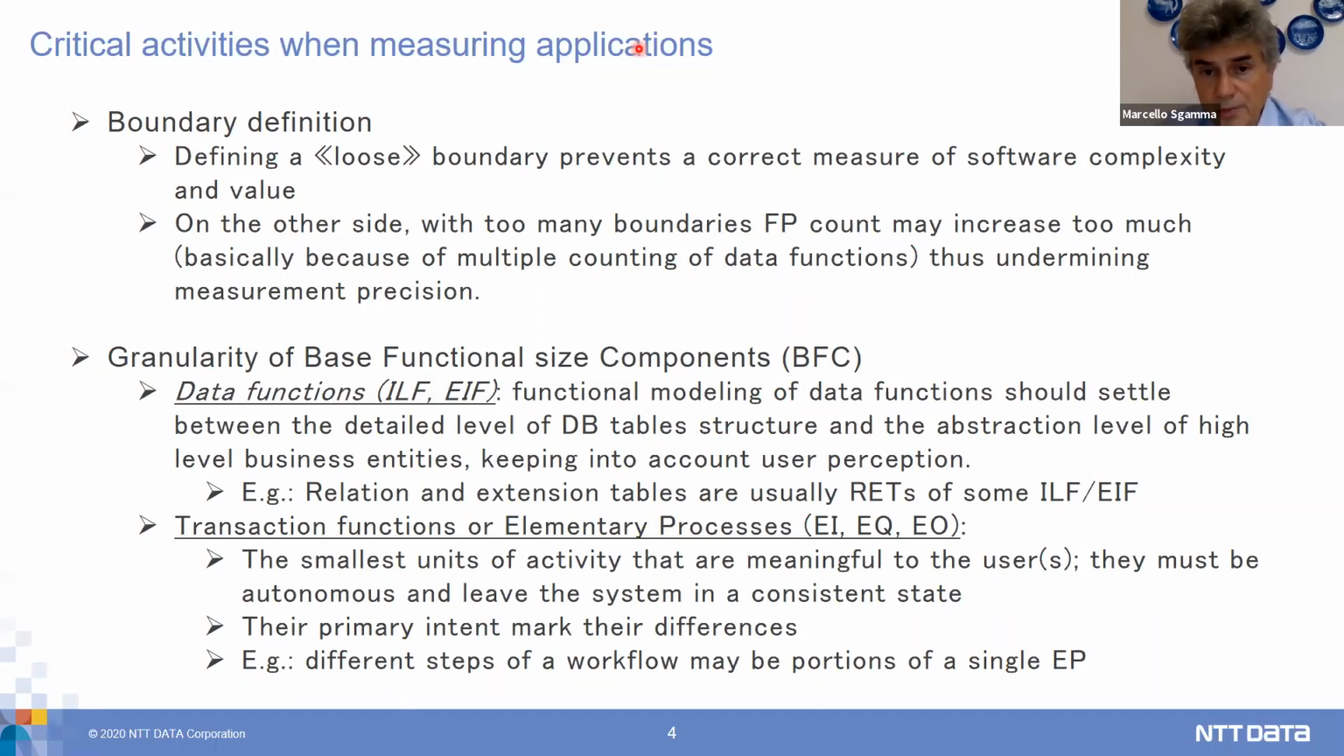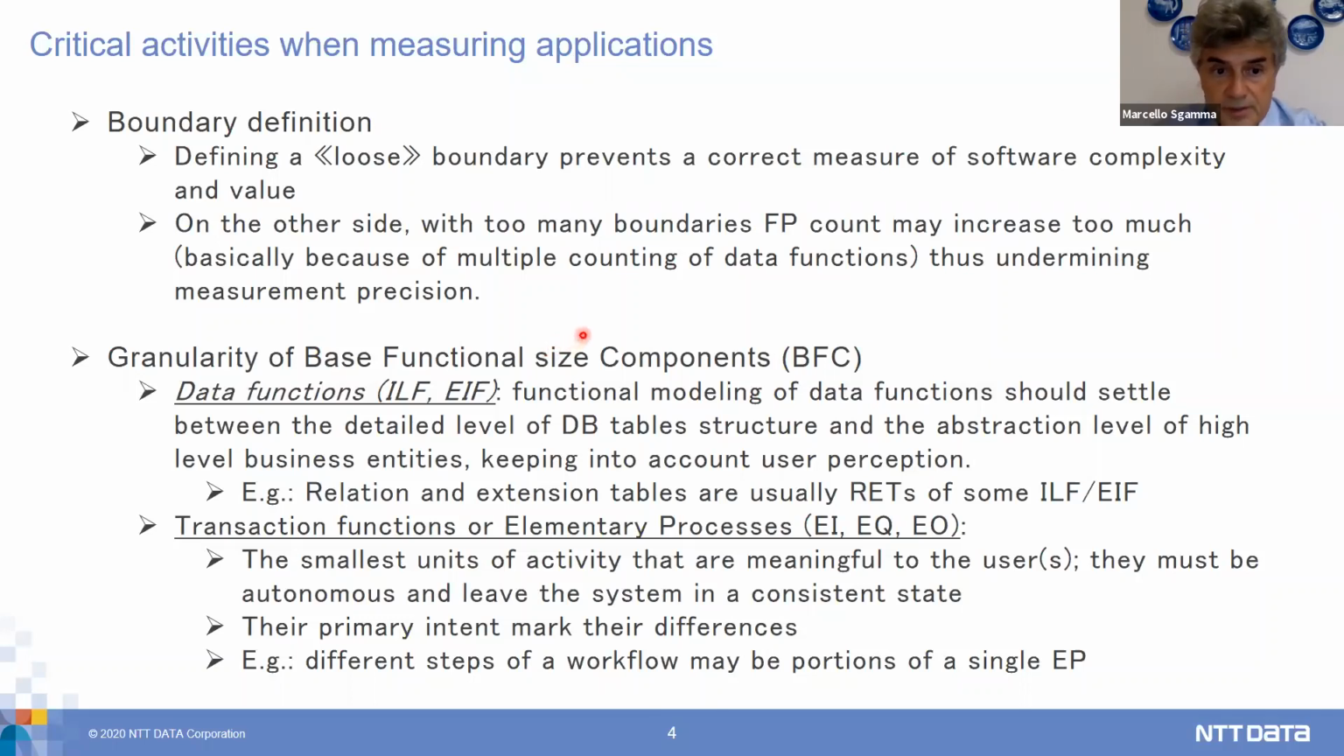On the other side, too many boundaries may increase the function point count, basically because of multiple counting of data functions. And this undermines measurement precision, just like a loose boundary. So it's very important to define, in agreement with the customer, a correct set of boundaries. And the functional architecture has become more and more important when handling software contracts.